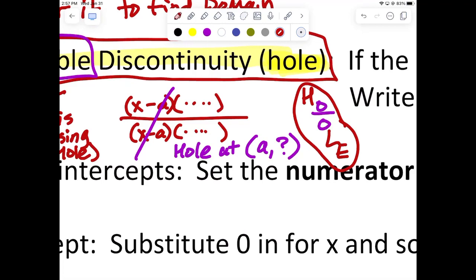Right? Fall in the manhole. There's a hole if it causes a 0 in the top and the bottom. If it causes a 0 in the top and the bottom, that means there's a factor of x minus that number in the top and bottom that can be removed.